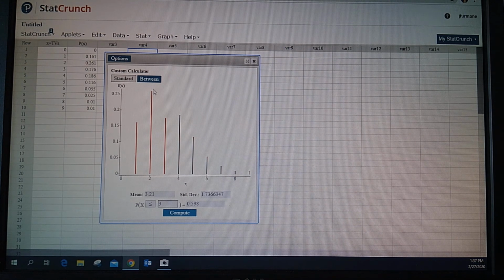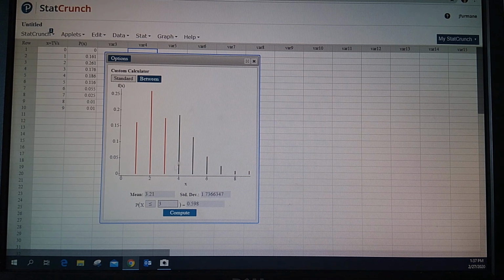You can see that definitely is a skewed right graph. And the reason there are two different colors is because of where half of the graph would be. Anything that is red is going to be left of the average. Anything that is black is going to be right of the average. So it looks like my average is going to be somewhere in here between 3 and 4, which we already knew was the answer because we calculated it to be 3.21.